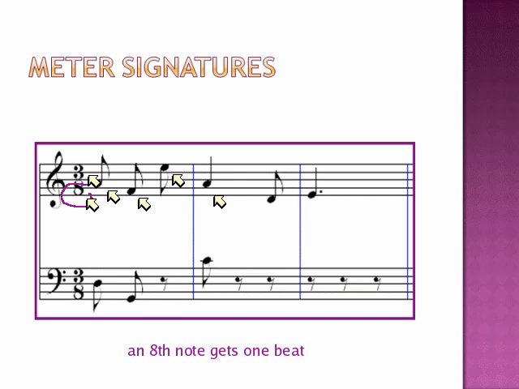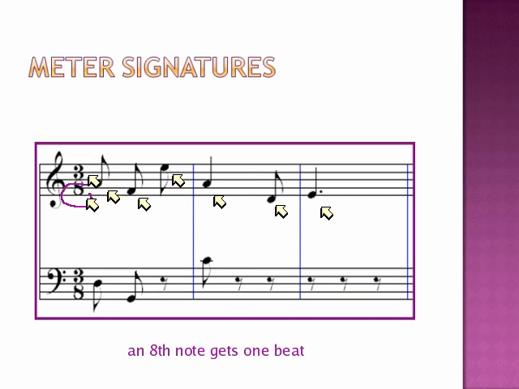So if an 8th note is getting 1 beat, then a quarter note is getting 2 beats. So that's worth 2 beats. The next note is an 8th note. It's 1 beat. So 2 beats plus 1 beat is 3 beats in that measure. Is that correct? Yes, it is. There are 3 beats in that measure.